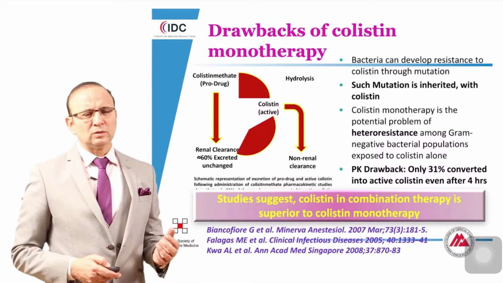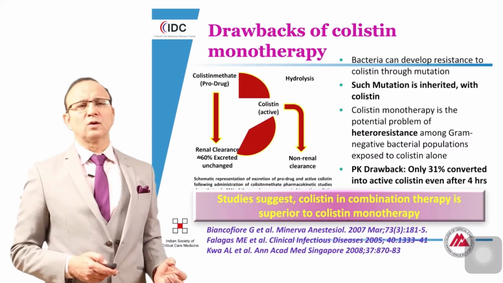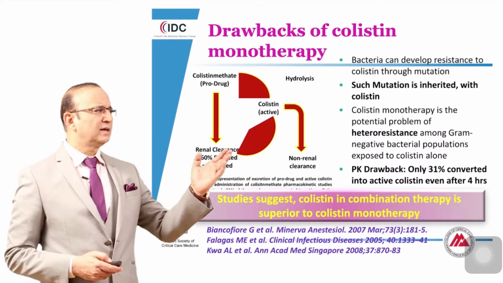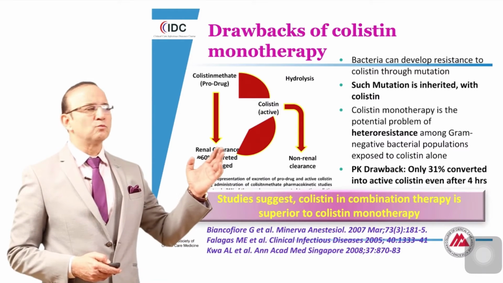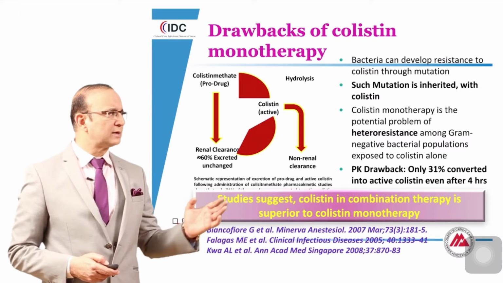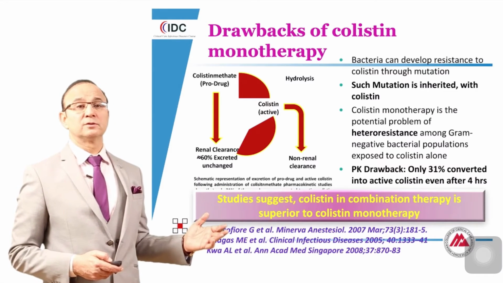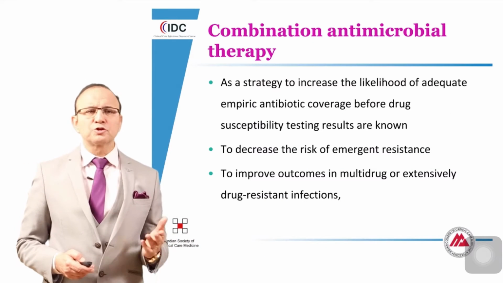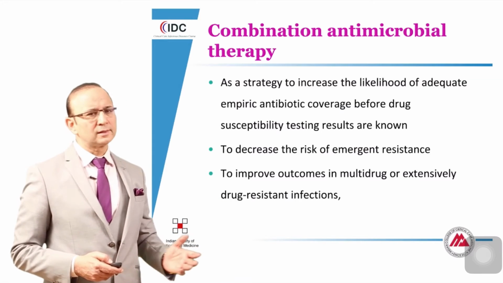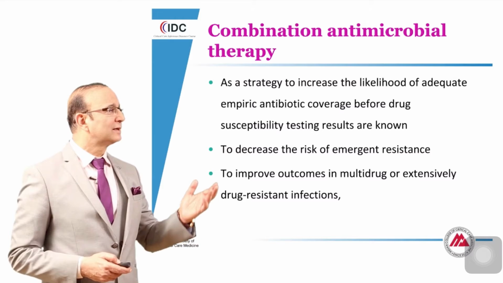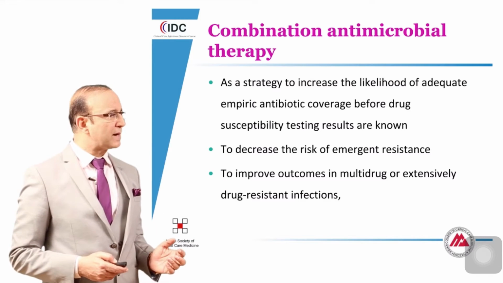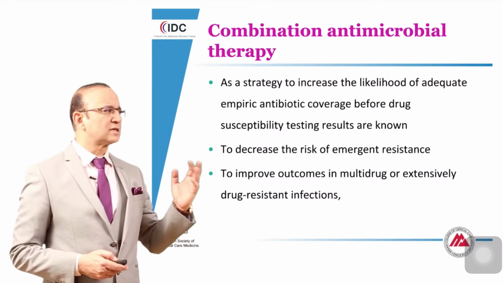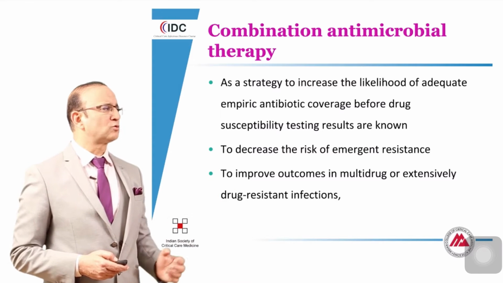You know, a little bit about why you don't want to give colistin as a monotherapy. Because if you give colistin as a monotherapy, bacteria can develop resistance to colistin through mutations, and such a mutation is inherited and it will be transmitted to other patients. So there is always a trend, and it is recommended that you should give a combination. We know the benefits of combination therapy: to increase the likelihood of adequate empiric antibiotic coverage before the drug susceptibility testing results are known, to decrease the risk of emergence of drug resistance, to improve outcome in multi-drug or extensively drug-resistant infections.